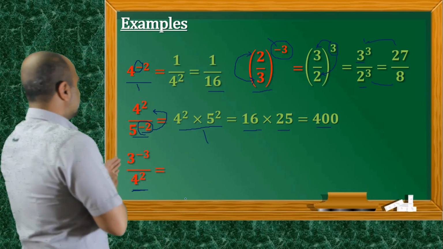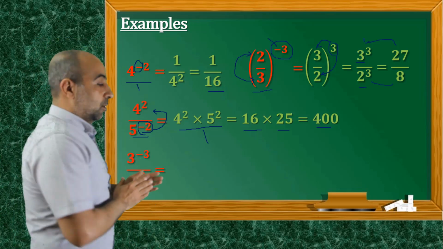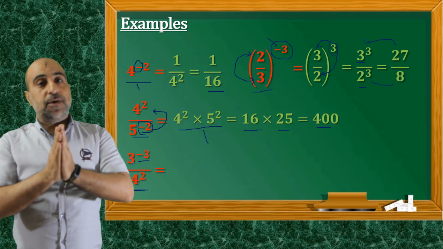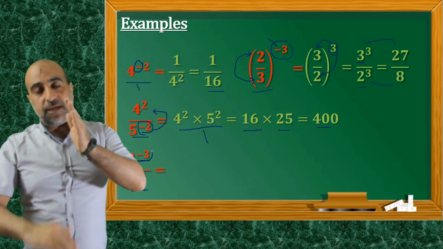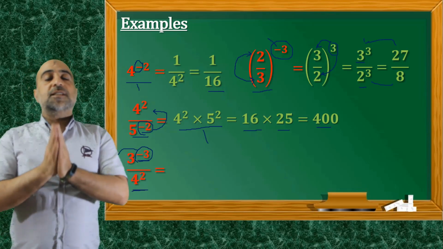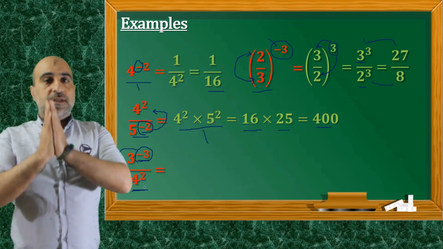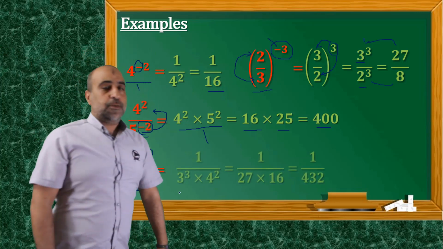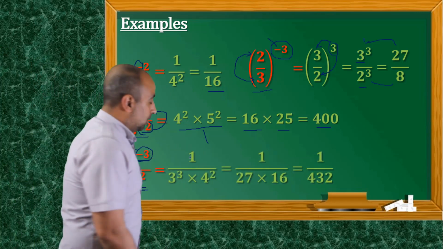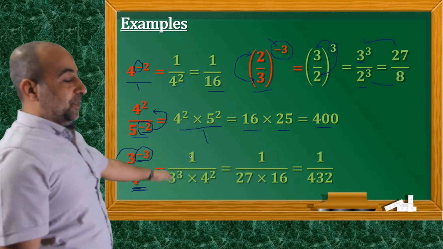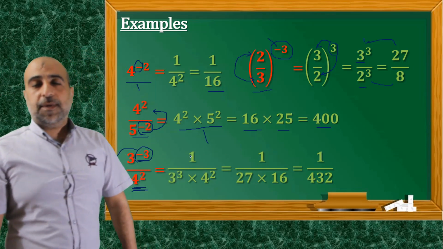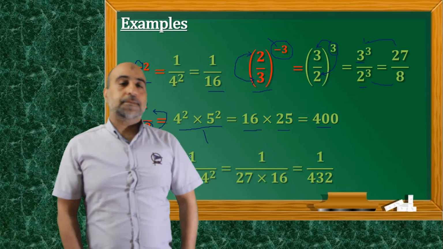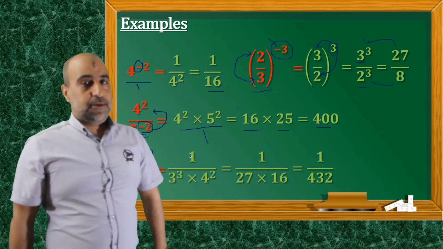Now 3 to the power of negative 3 over 4 to the power of 2. The numerator has a negative power, so it will be changed to be a denominator. But the denominator's power is positive, so it won't be changed. Then the result will be 1 over 3 to the power of 3 multiplied by 4 to the power of 2, which is 1 over 27 multiplied by 16, which is 1 over 432. And that's it. Let's take another examples.